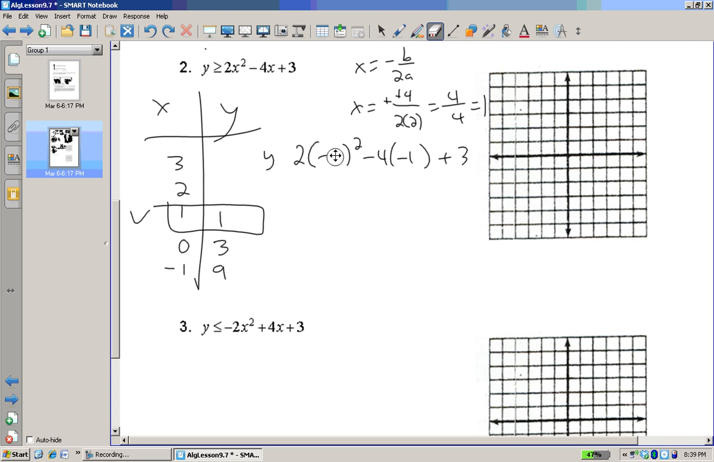And now we just need to make sure, get a little bit of insurance, and see that the symmetry is going to hold. So we're going to plug in a positive 2. 2 squared is 4, times 2 is 8. 4 times 2 is 8. 8 minus 8 is 0, plus 3 is 3. And you can see the symmetry is holding nicely, so we can assume that this is going to be 9.